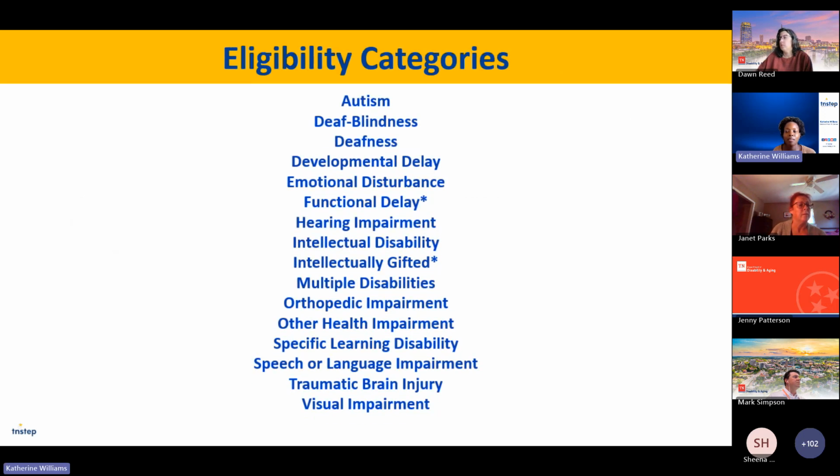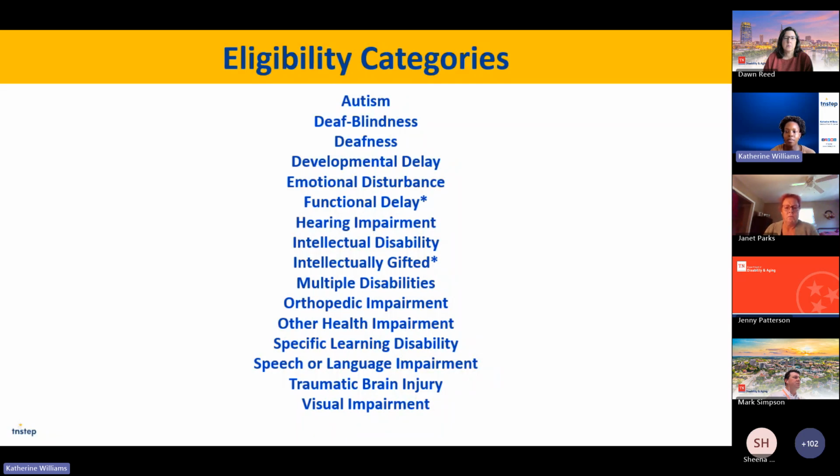So in Tennessee, there are 16 eligibility categories under IDEA. 14 are federal categories and 2 are state specific. One of them is functional delay. That is one of the state ones. And then the other state specific one is intellectually gifted. Many of the categories are self-explanatory, but I did want to go over a couple that people often have questions about.